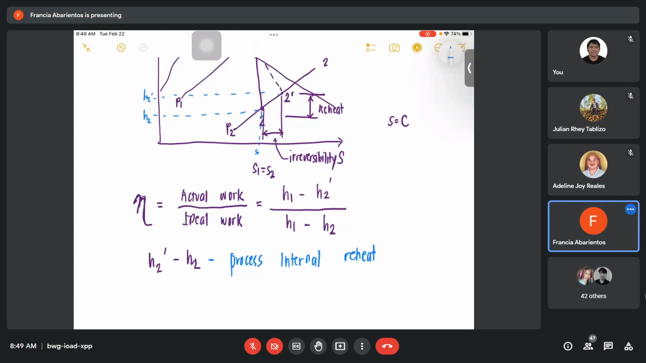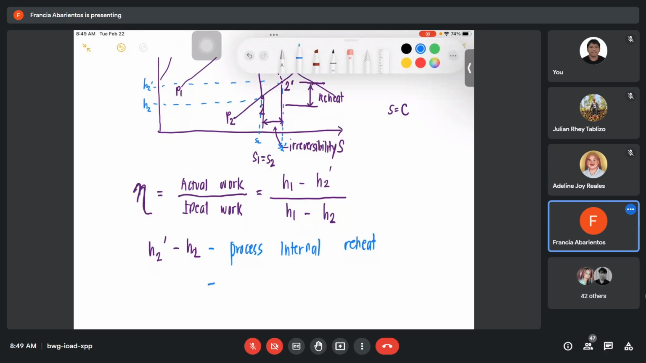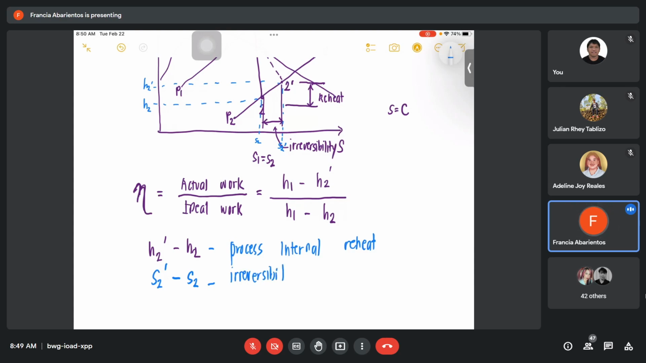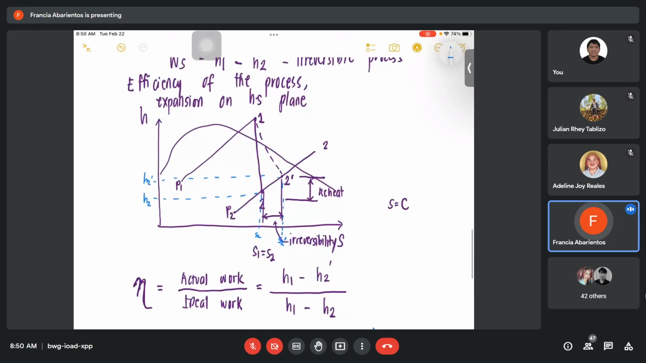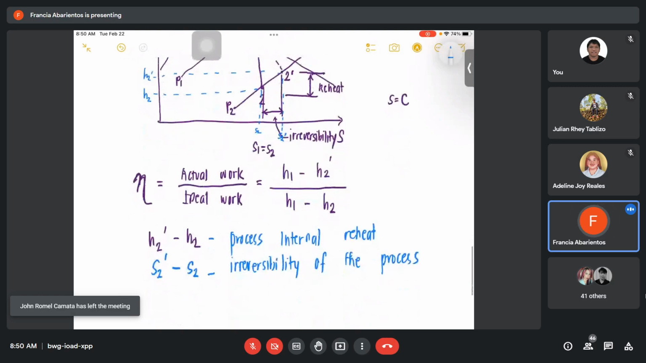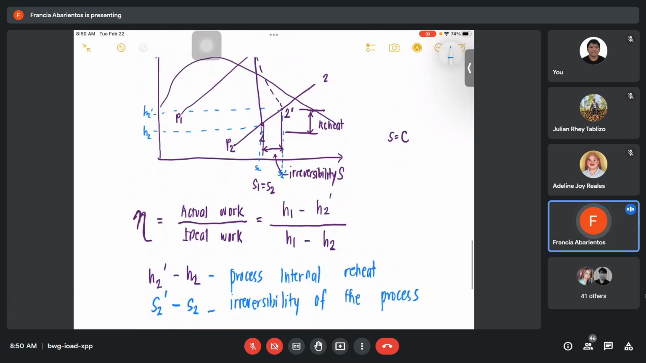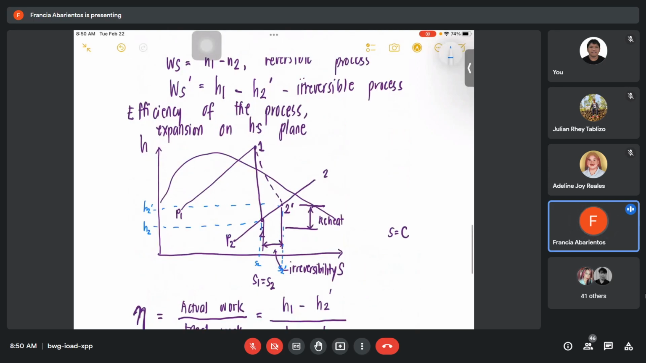Pag kinuha mo to, the H2 prime and the H2, as well as sa baba class, the S2 and the S1, S2 prime. Makikita nyo din yung S2 prime natin. You have the S2 prime minus the S2. This is called the irreversibility of the process. This is the HS or molar chart. So we have now the different equations used in the expansion. This is called expansion.